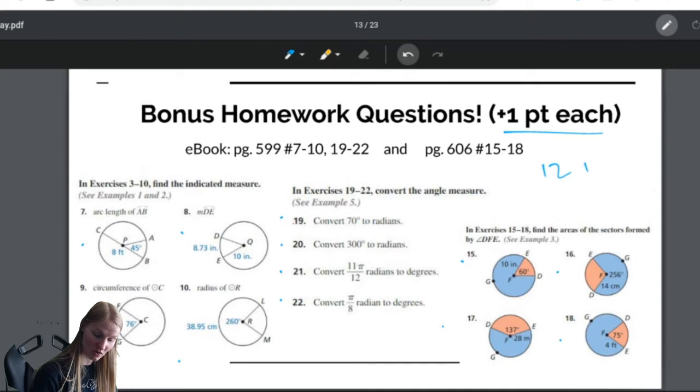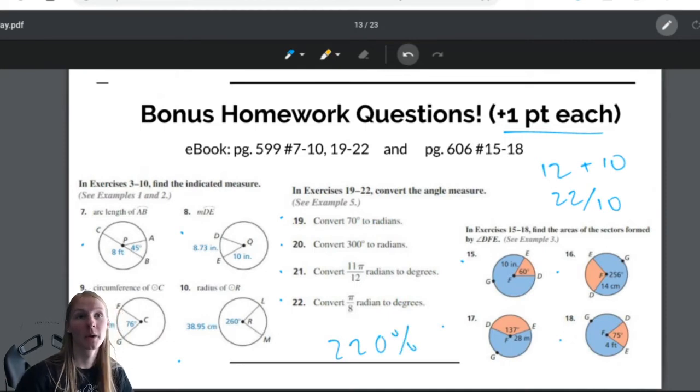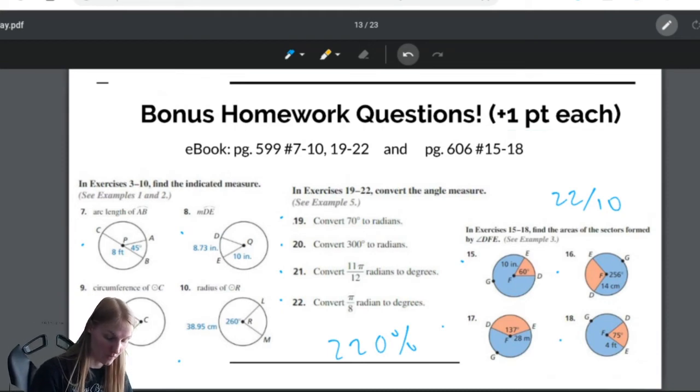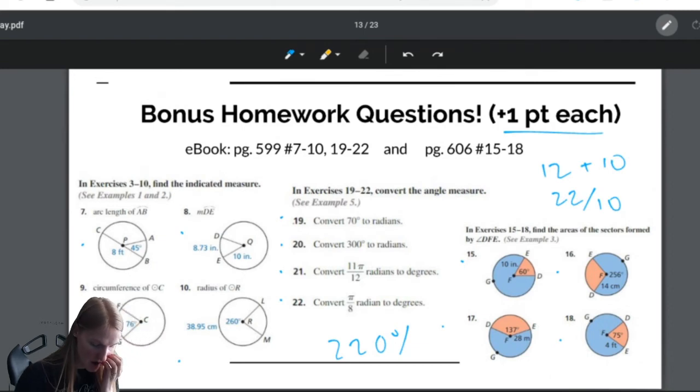You could get 12 out of 10. You could get 22 out of 10. You could get a 220% on this homework if you did all of the bonus questions. Wow. Wait, no, I'm gonna keep that there so you can see it.